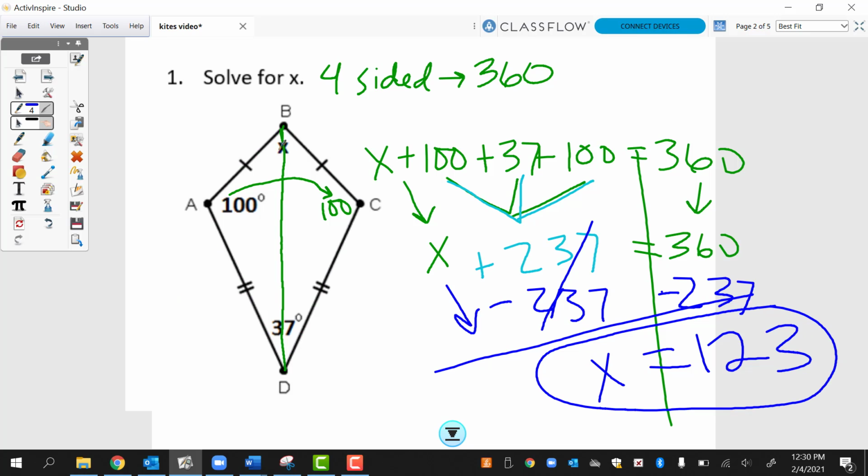So I used that there were two congruent triangles to say, oh, this missing angle, it's actually 100 because it's the same as the one over there. And that all four of them in a four-sided shape, the angles add up to 360.